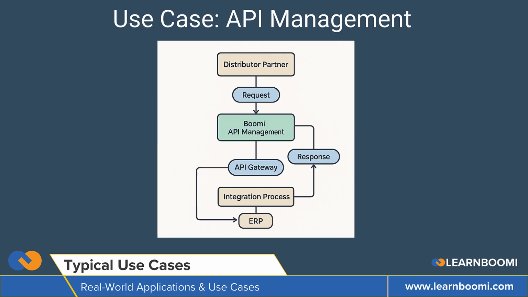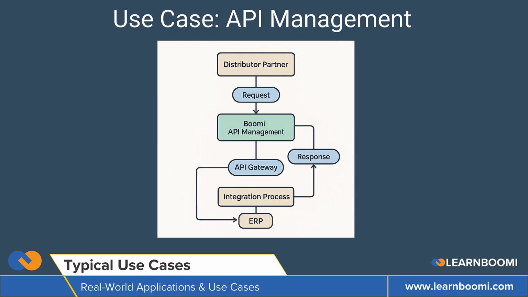And why do companies need API management? The partners need real-time information and data must be securely exposed. Rate limits, authentication, and throttling must be managed. Monitoring and analytics are required. How does Boomi API management solve this challenge?